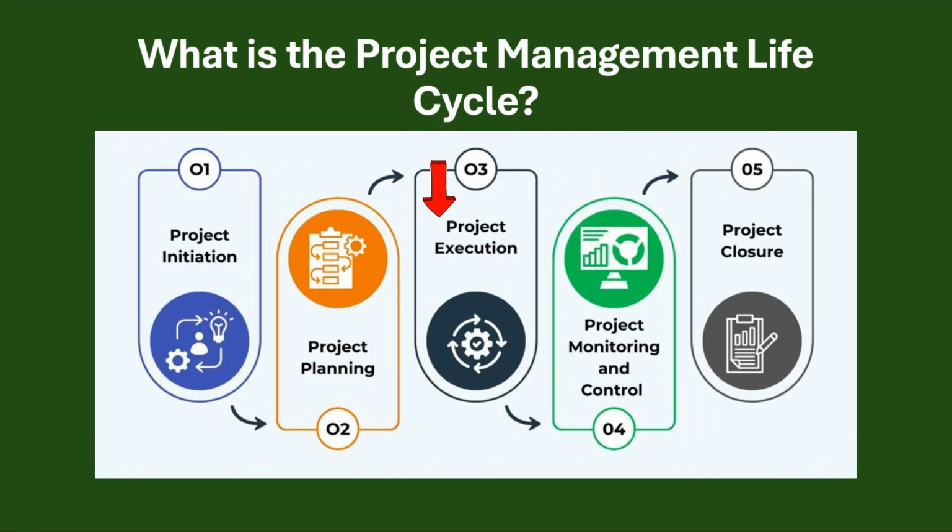Next, in the execution phase, we carry out the actual work. After that comes monitoring and control, where we track progress. Finally, we reach project closure. This is where we deliver the final output. Following these phases helps maintain order, reduces risk, and increases the likelihood of a successful project.